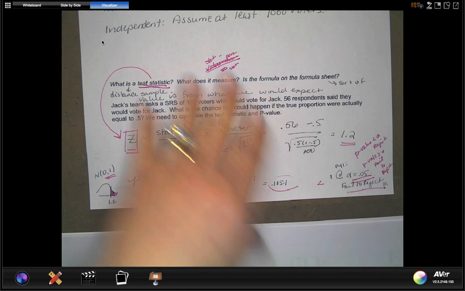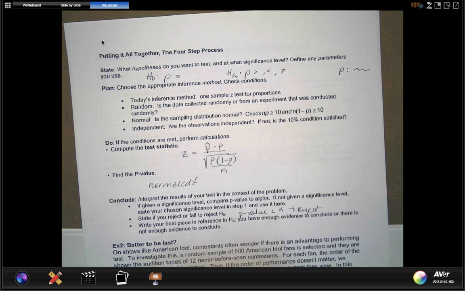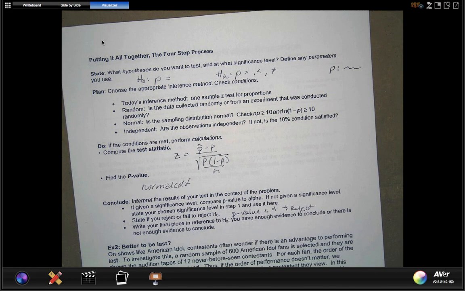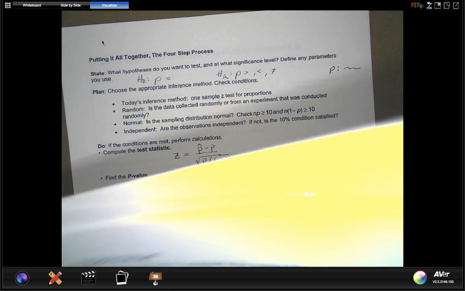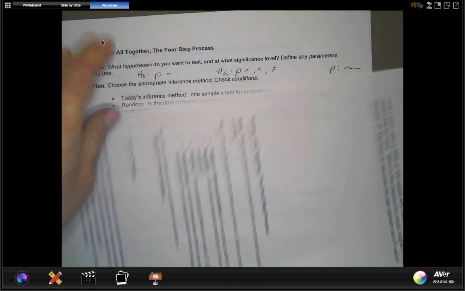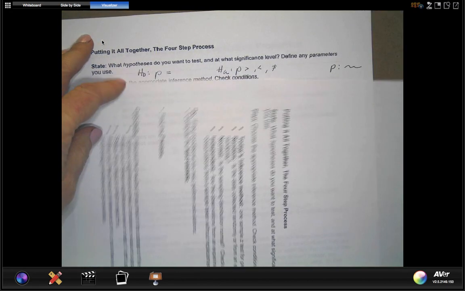The way the book does it, it kind of pieces it, and then we put it all together. So now I'm going to put it all together for you. When you're starting off, you're stating what hypotheses you want to test and at what significance level, defining the parameters that you are going to use. In your notes it looks a little different, but it's all still here.